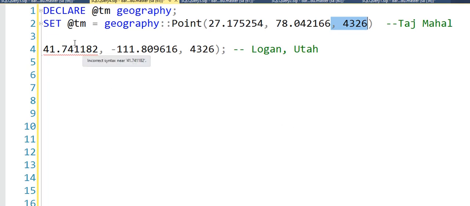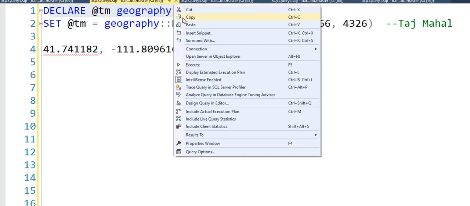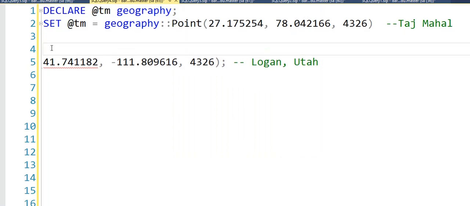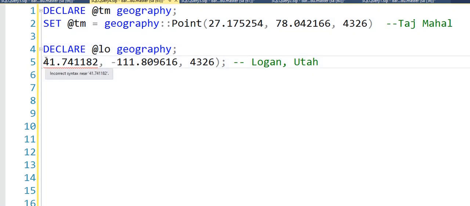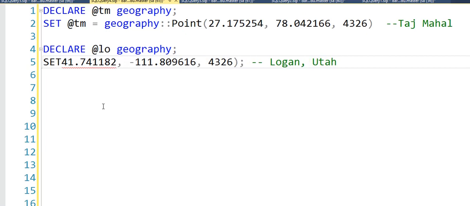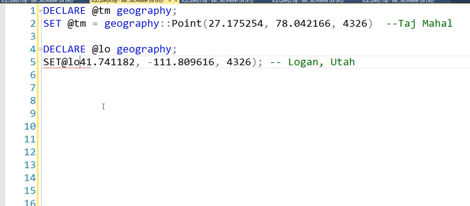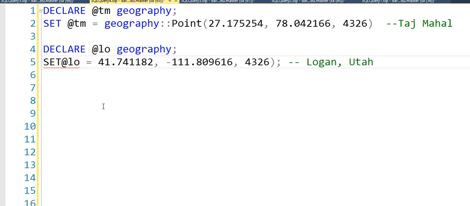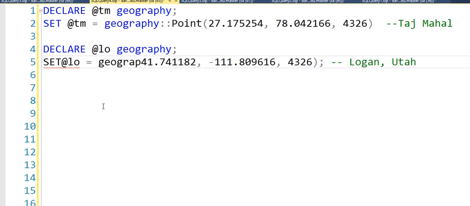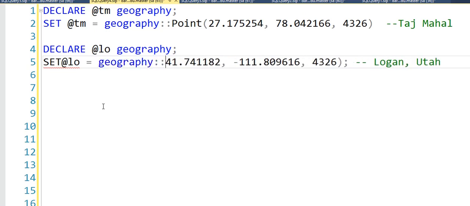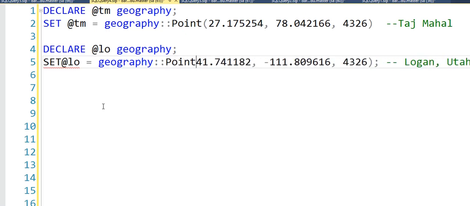So let's do the same thing to Logan, Utah. And instead of TM, let's do LO. Okay, so that's declaring the type geography. Then we'll set @LO equal to geography to a point.